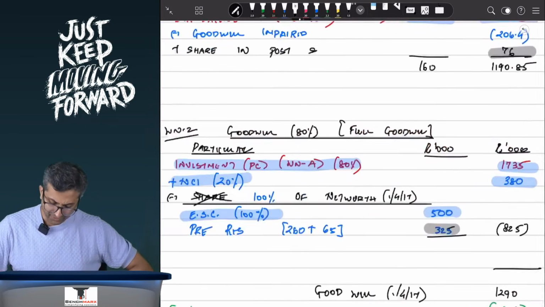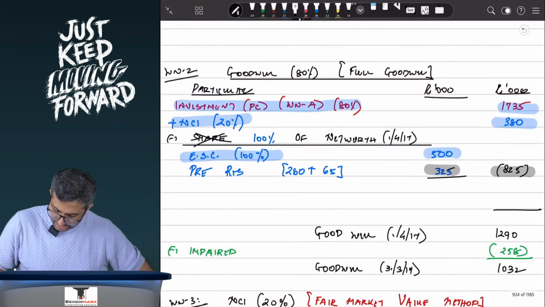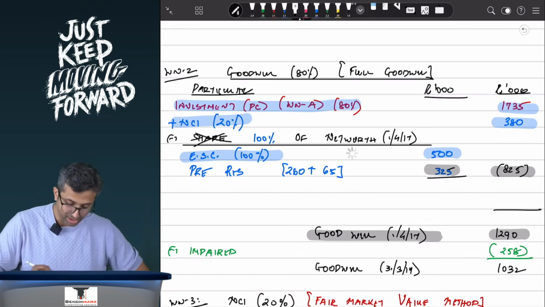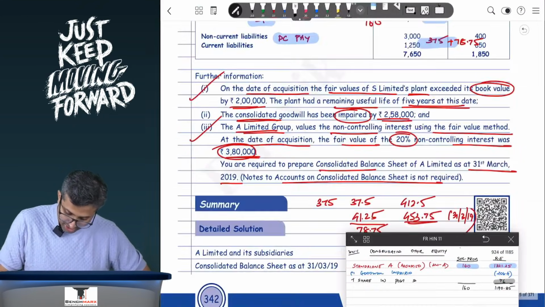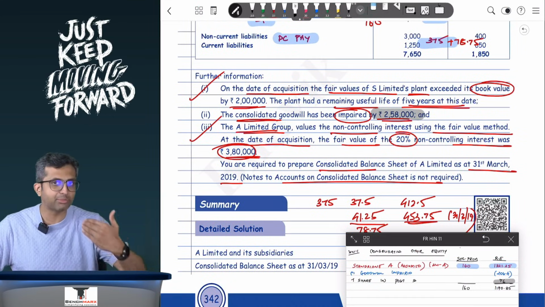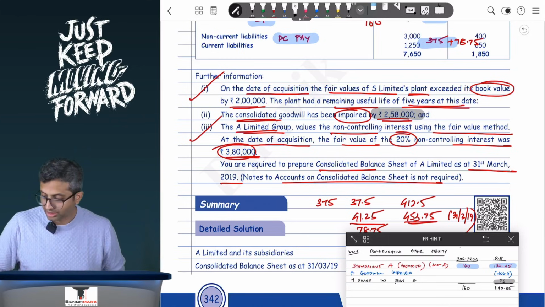Now if I sit and total up, this is 825, and hence their full goodwill comes to, on 1st April 17, 1290. But out of this, there has been an impairment which is given to you in the question of 258. But this is a full goodwill question. Will the 258 entirely be taken by the parent? No. 258 into 80%, that is equal to 206.4 by the parent. The remaining, for example, 51.6 by the NCI.